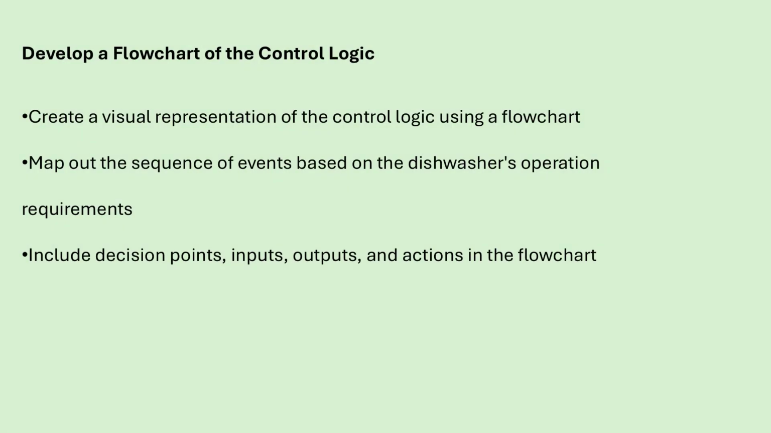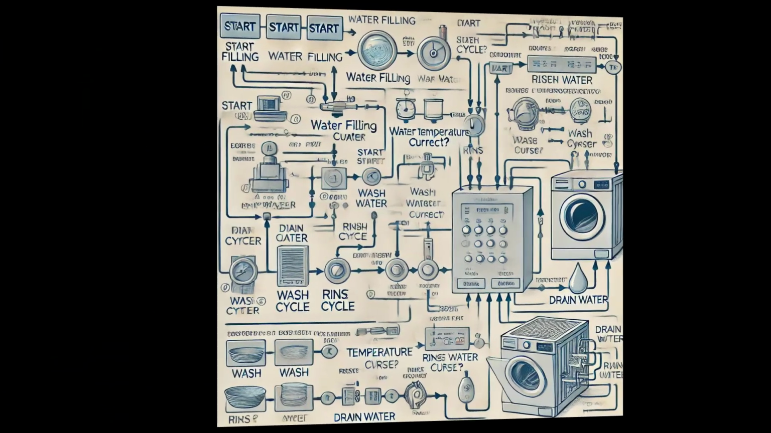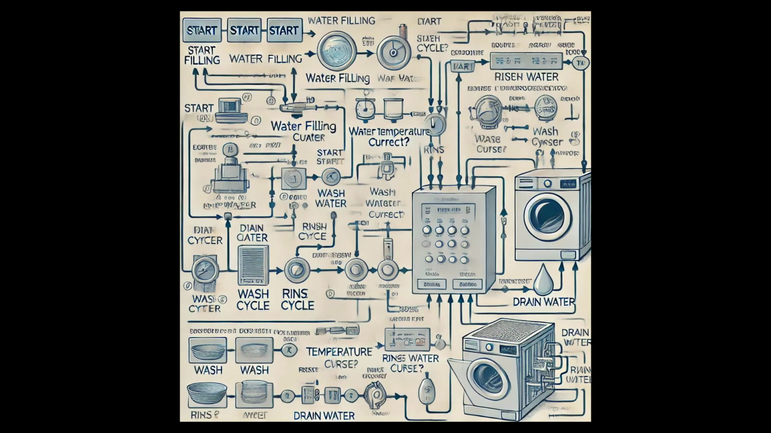Develop a flowchart of the control logic. Create a visual flowchart. The control logic should be outlined as a flowchart to visually represent how the dishwasher will operate. This is a diagram showing the sequence of steps, starting from power on to the completion of the wash and rinse cycles.